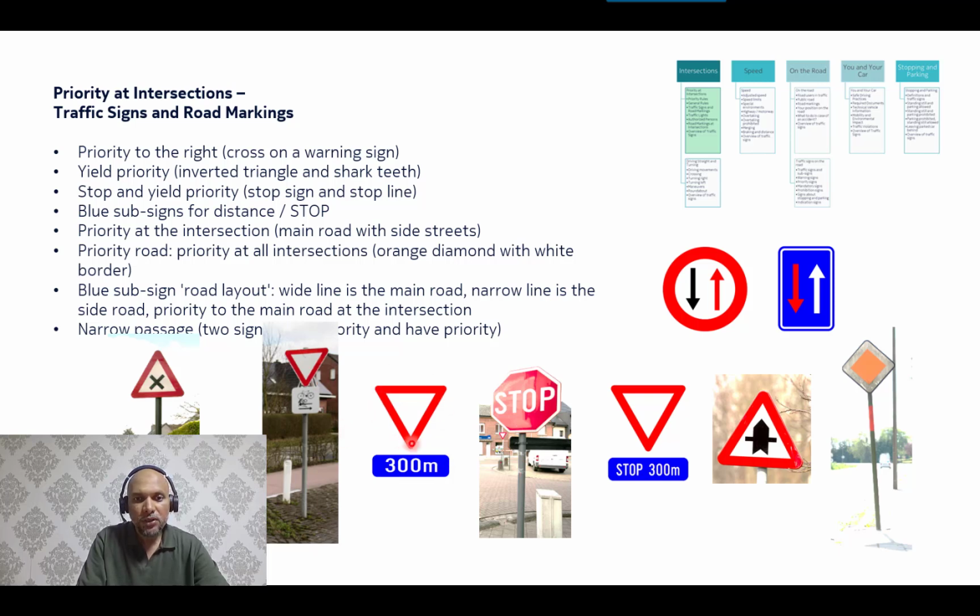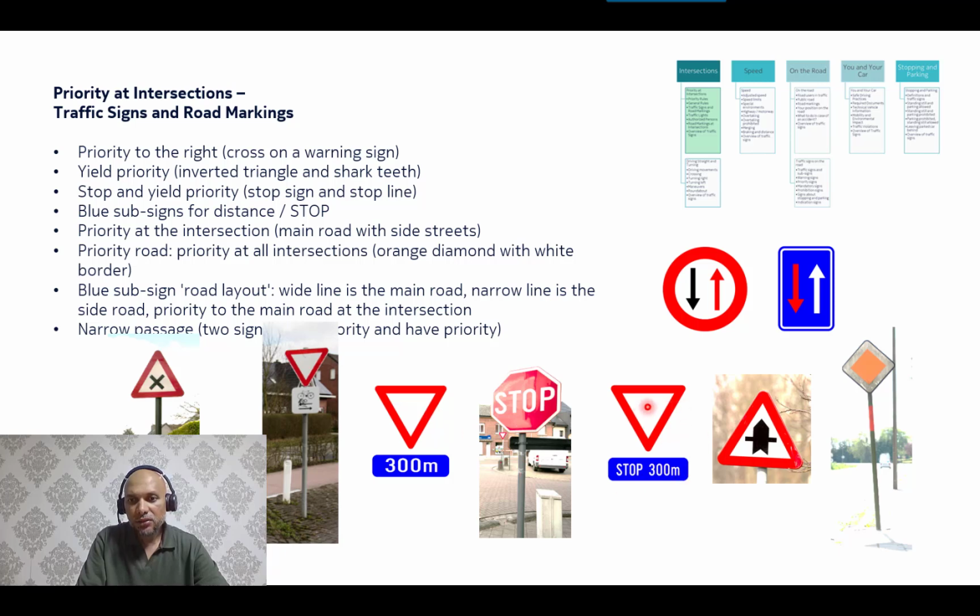An inverted triangle or shark teeth can have an additional blue plate at the bottom, indicating where this applies. So in this case, this shark teeth applies at 300 meters. So when you are driving and you see this board, you already know that 300 meters ahead you will find this shark teeth, and there you must give priority.